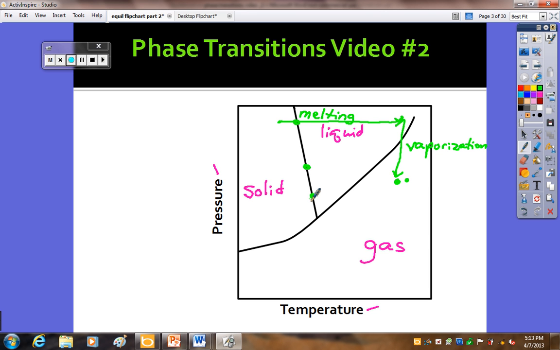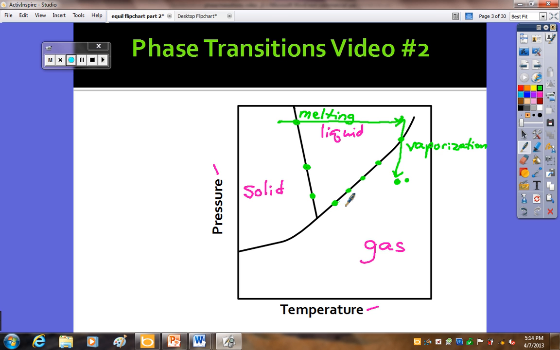Now, the same thing can occur for vaporization. Vaporization can occur here, it can occur here, down here again. There's multiple places where vaporization or the boiling point occurs. Likewise, if you're going the other way, from gas to a liquid, it would be the condensation point.